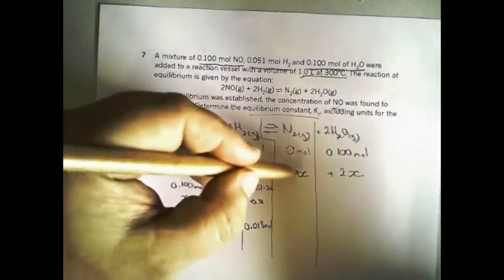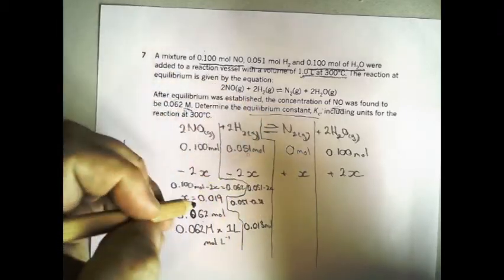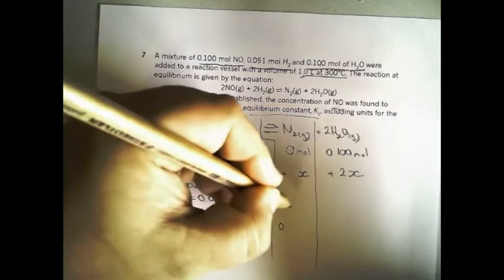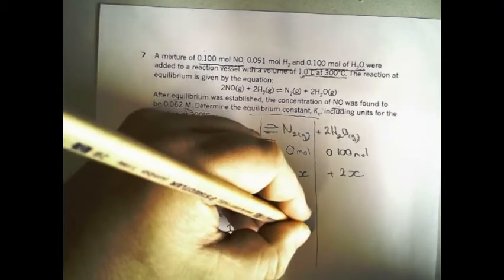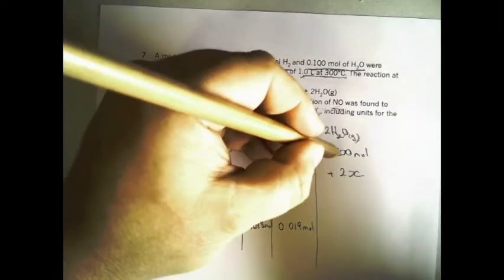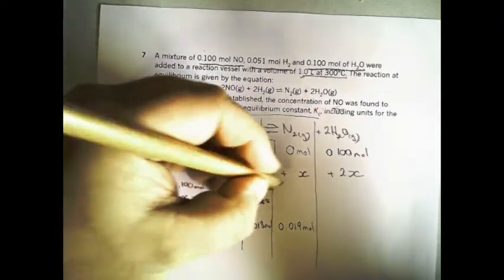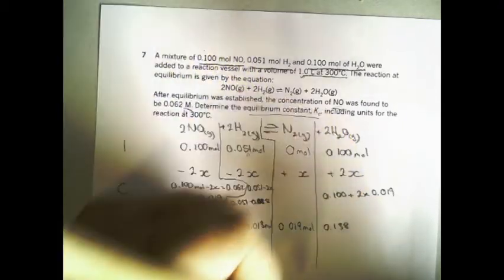Well, this is just 0 plus x, isn't it? Yeah, so 0 plus x, and x is 0.19, so this is 0.019 mole. Yeah, this is 0.1 plus 2x, well 2x is 0.038, yeah, so it's 0.100 plus 2 times 0.019, right? That ends up being 0.138, doesn't it? Mole, right?